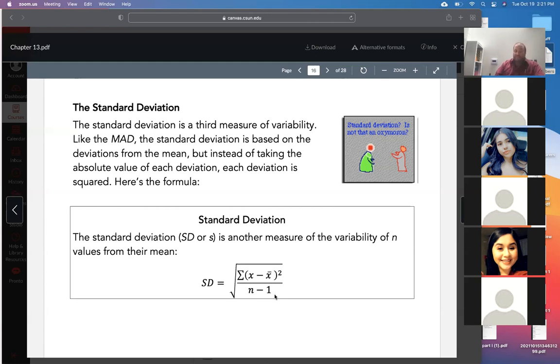Anyone want to take a guess as to why it's one fewer than the number of data points? Anyone want to just say something so I know you're here and you're listening?